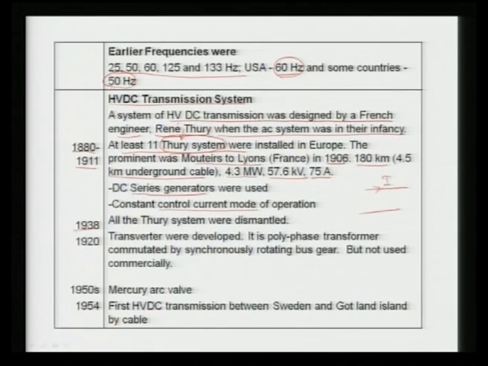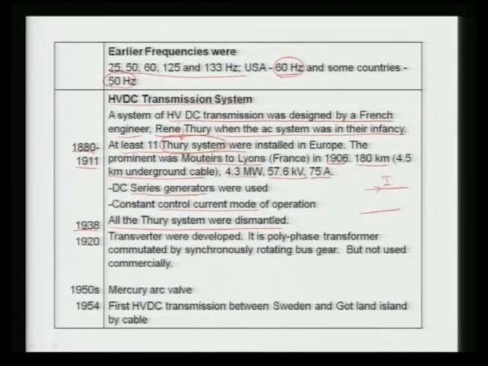But by 1938 all the Thury systems were dismantled, because there were several problems in this system. Safety problems were one concern, and another problem was that we were adding more and more series generators. Maintenance, cost and other problems were experienced, and at the same time the AC development was there, and it was felt that the AC system is better than the DC system.